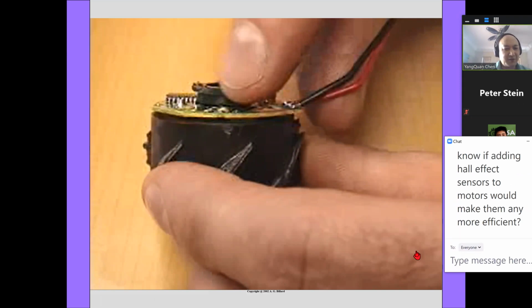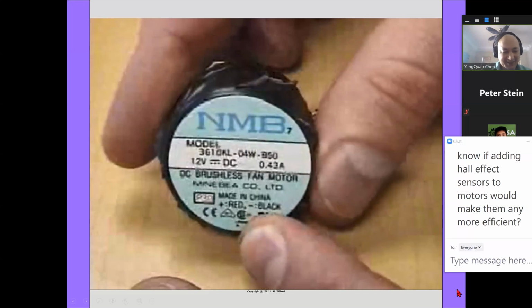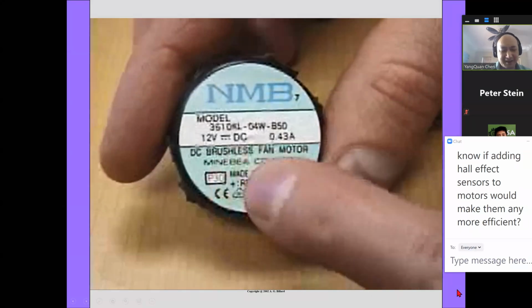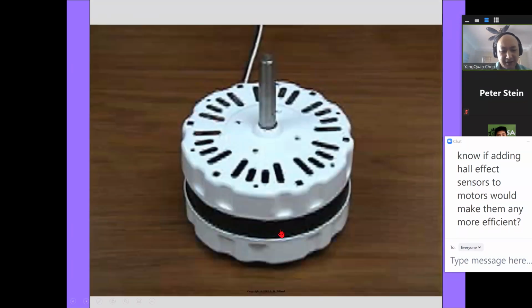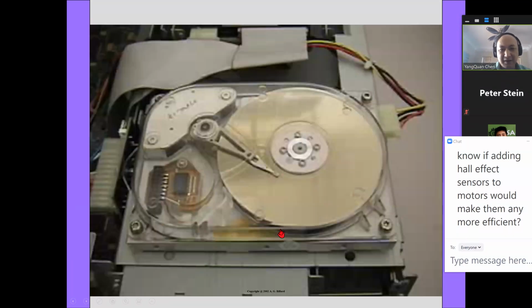Yeah, it could be more efficient. Yeah, but it will be more expensive. Inside of a computer. This is a brushless DC motor. Let me see if I missed any.